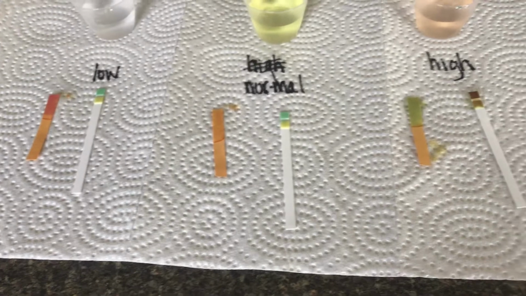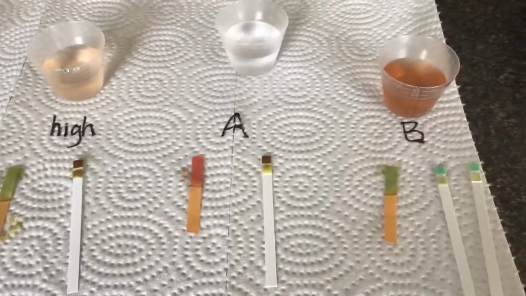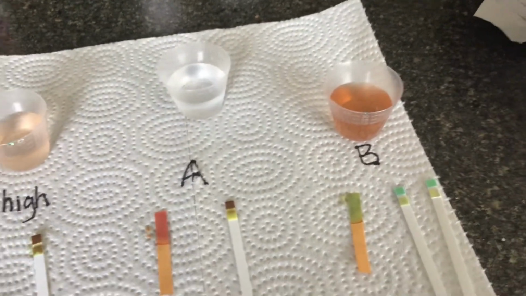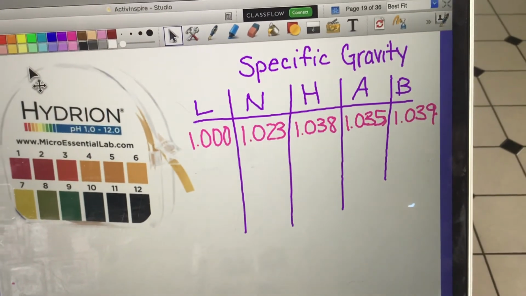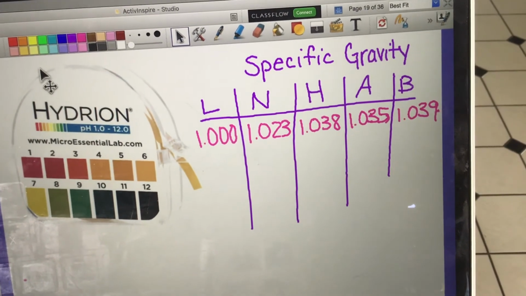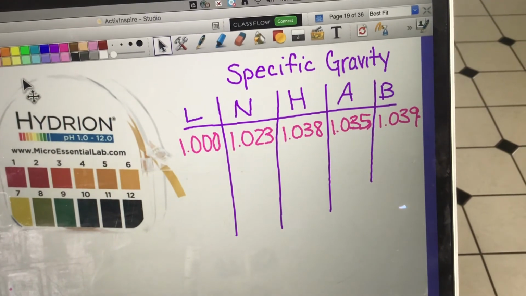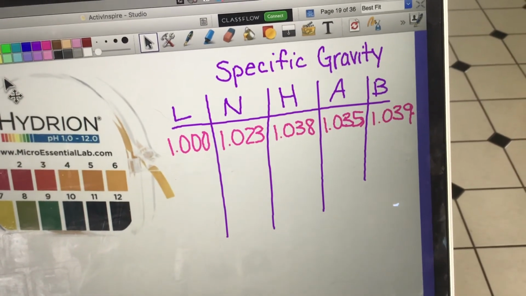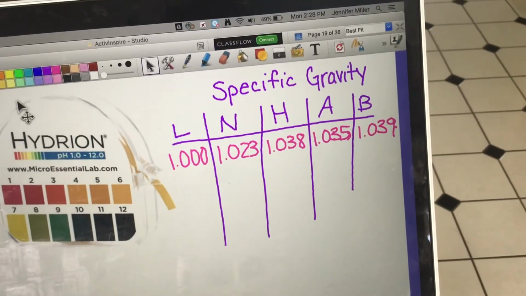Again, I went over the pH of each one and the glucose and protein, so you mark that on your sheet. The other thing you have to test is specific gravity. Without going through it, I'm just going to give you the results. Low is about 1, normal is about 1.023, high 1.038, unknown A is 1.035, and unknown B is 1.039. You can record that on your chart.